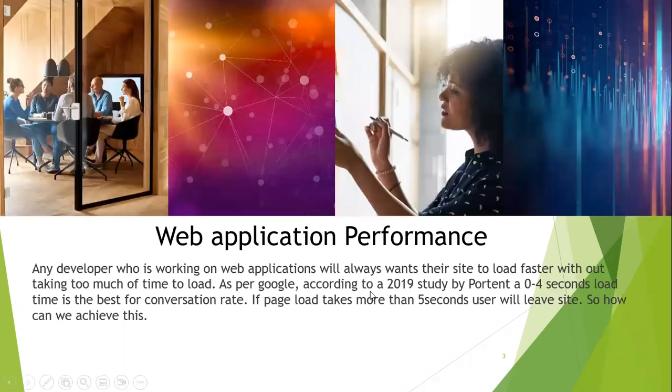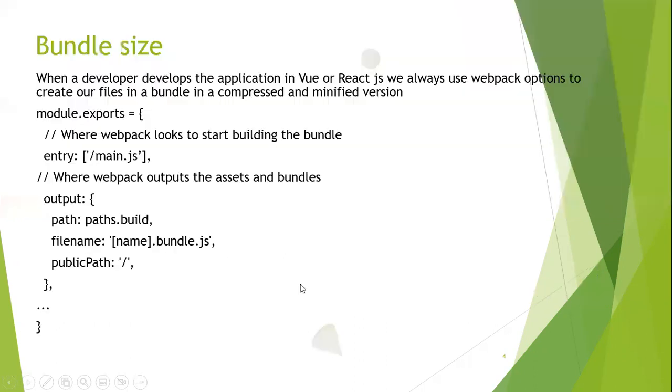What is web application performance? As a developer, everyone wants their site to load faster. For example, if your application contains even 100 files, we want our initial page render to be very fast. It should not impact the users. As per a 2019 study, if a web application's initial load takes more than 4 seconds, people will leave the site. But if it is less than 4 seconds, it will have the best conversion rate. So how can we achieve this?